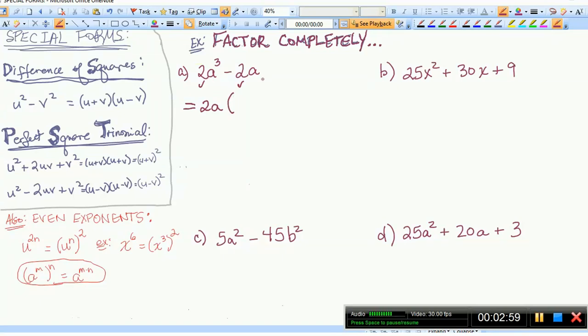Now, when we factor it out of each term, just remember that we're really taking each term and dividing it by that number that they have in common, right?